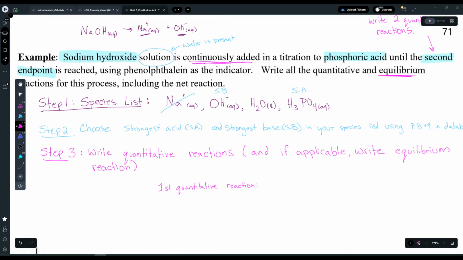So these reactions are going to show phosphoric acid losing 2 hydrogens, but it's going to happen only one at a time. So whenever you're writing reactions for acid-base reactions, you're only ever transferring 1 hydrogen at a time. Do not transfer more than 1.